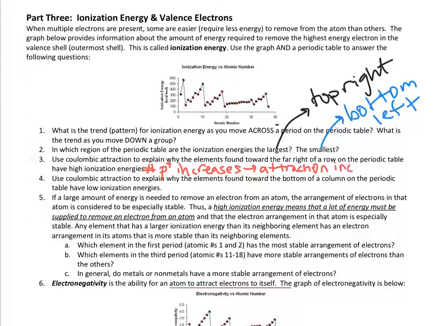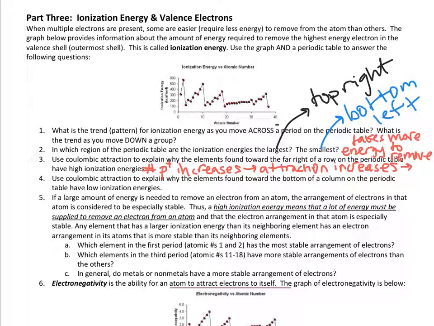So attraction increases. And if your attraction increases, think about it. If you've got two magnets, they're attracted to each other, and they're big magnets, strong attraction, is it going to take a lot of energy, a strong pull, or just a little pull to pull them apart? It's going to take a strong pull. So it's going to take more energy in order to break them apart. So it takes more energy to remove.